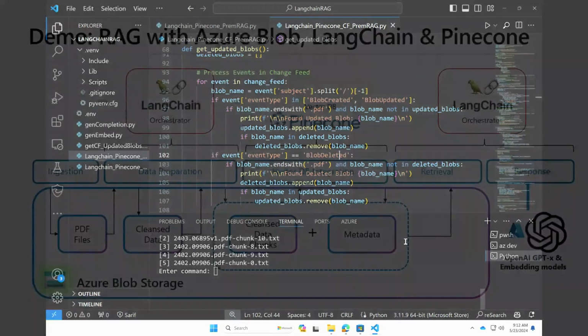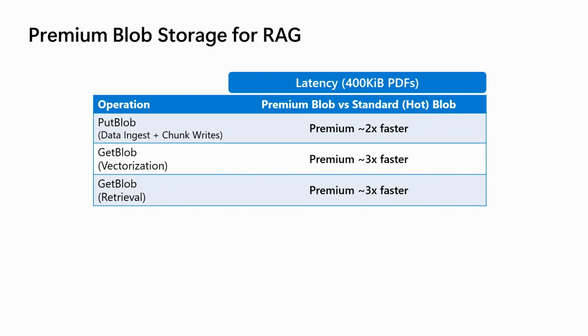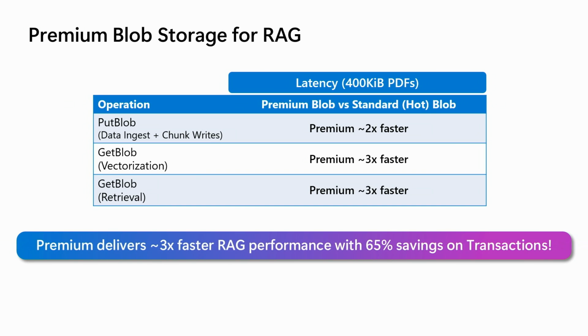Absolutely. And one of the things I would love to talk about is the fact that we were using premium storage behind the scenes for these RAG applications. And premium storage, as Vamshi talked about as well, is SSD backed. And so what that does is, compared to standard storage, which is typically what most people use for transaction-heavy applications, premium delivers 3x faster RAG performance at scale. And not just that, it actually delivers 65% savings on transactions.